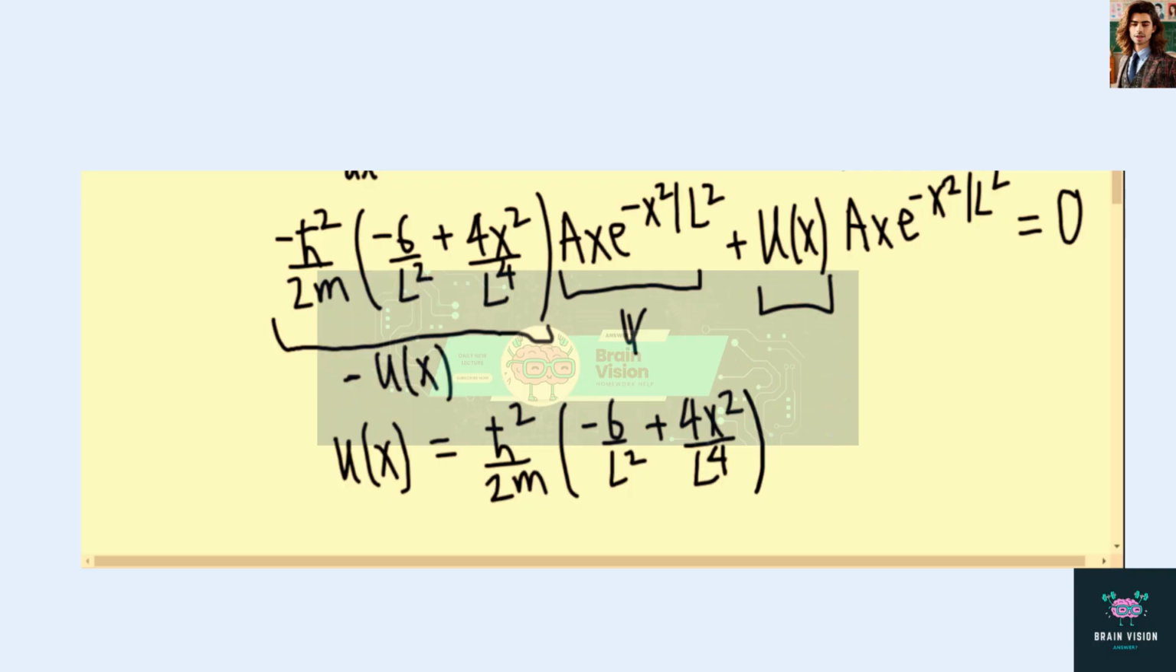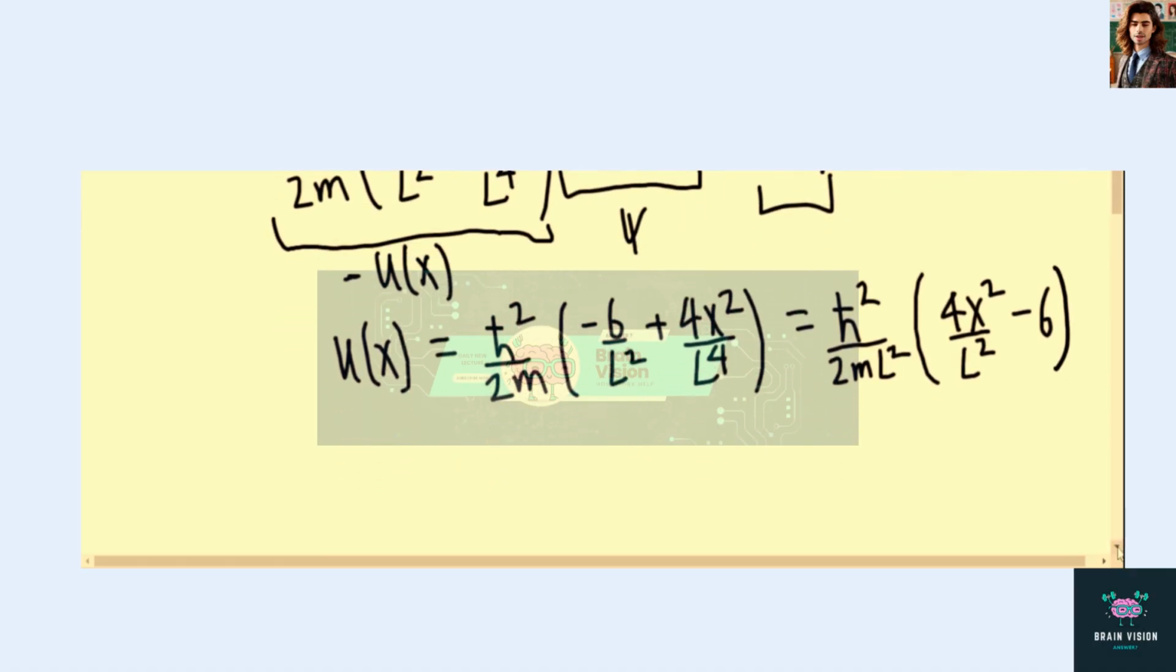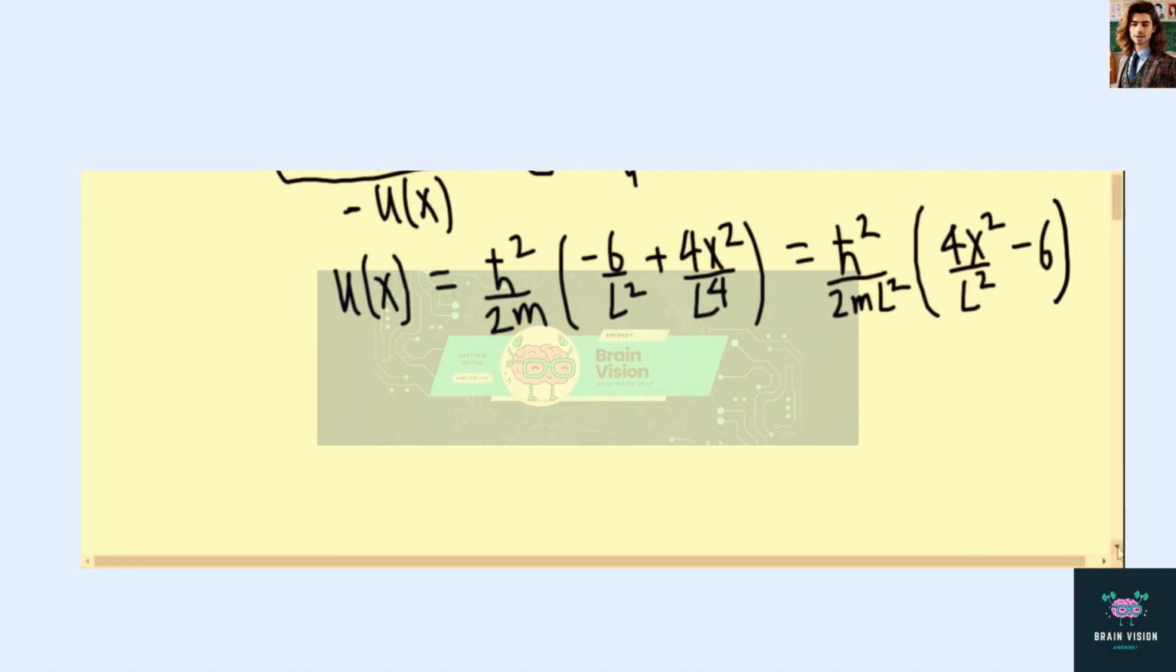And you can go ahead and rewrite this if you like as h bar squared over 2m L squared times 4x squared over L squared minus 6. Now, we can obtain a plot of this, and I do have an illustration of that, which I will pull up.